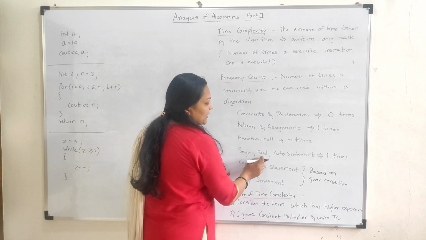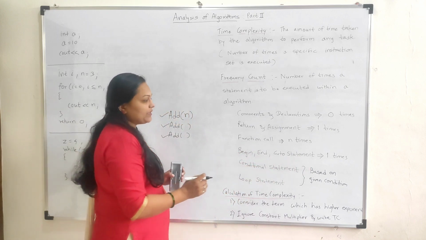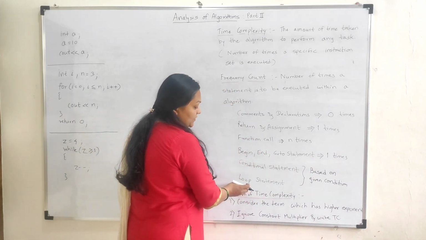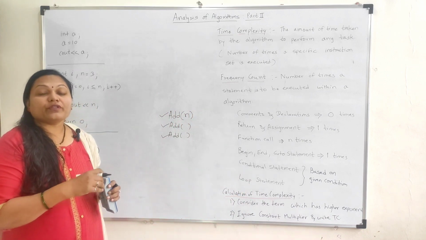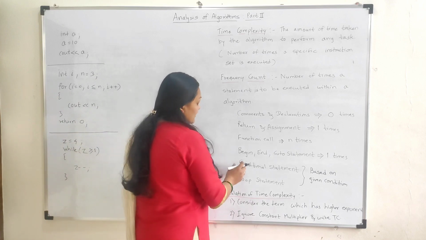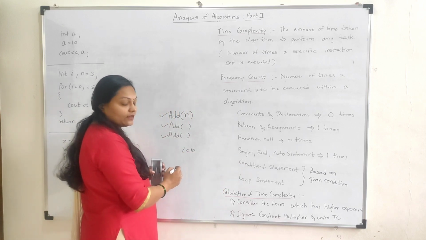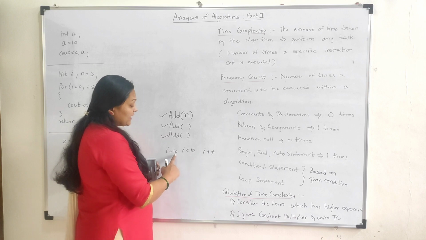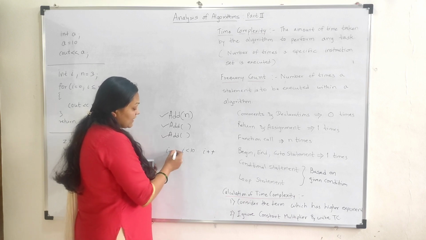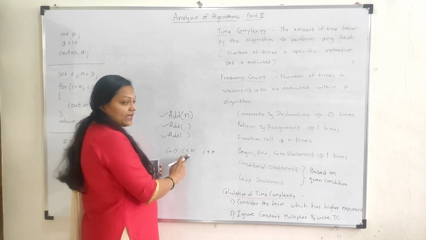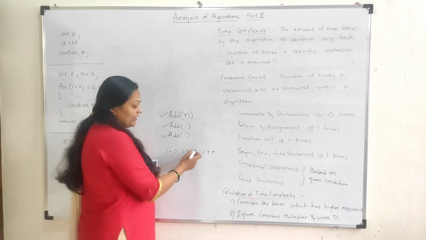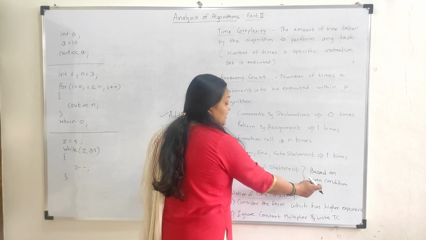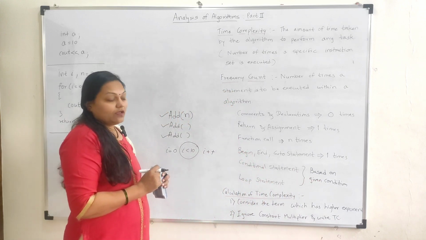Then next, begin, end and go to statements. Those statements will execute only one time. Conditional statements and loop statements all depend upon the condition written in the code. Suppose the condition is I is less than 10, and every time we need to increment I. How many times will it execute? Suppose the initial value of I is 0. So 0 to 9, the statements will execute 10 times. So it depends upon the condition. That's why it is written that conditional and loop statements depend upon the given condition.